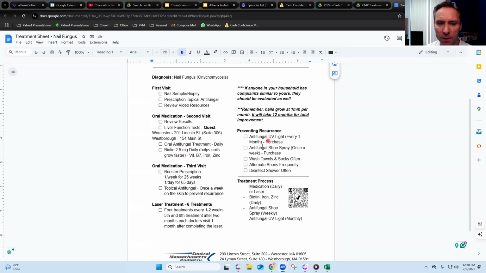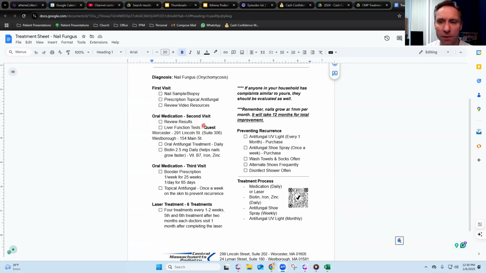I include all of this because these are all the recommendations, and I don't include just the things that are for sale. It's a whole process, and this is what I recommend for patients to do. This is what gets them better faster. That's what works for me. And this is how I can sell so many of these UV lights and shoe sprays, and also the biotin.